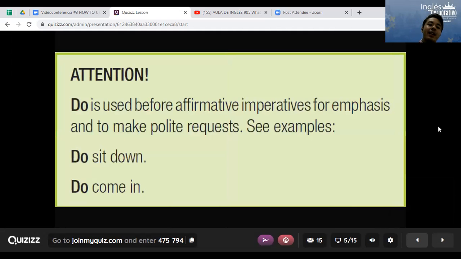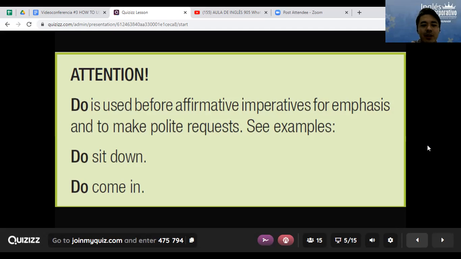Then we have attention. Right, do is used before affirmative imperatives for emphasis and to make polite requests. This is something that we almost don't use, right? This is really weird to use unless you want to be really polite, unless you want to sound like you are being very formal, or if you're making emphasis in the fact that you want somebody to do that. Like really, if you're trying to be very emphatic on that, it sounds weird. I mean, you might find it weird, but it's possible, right?